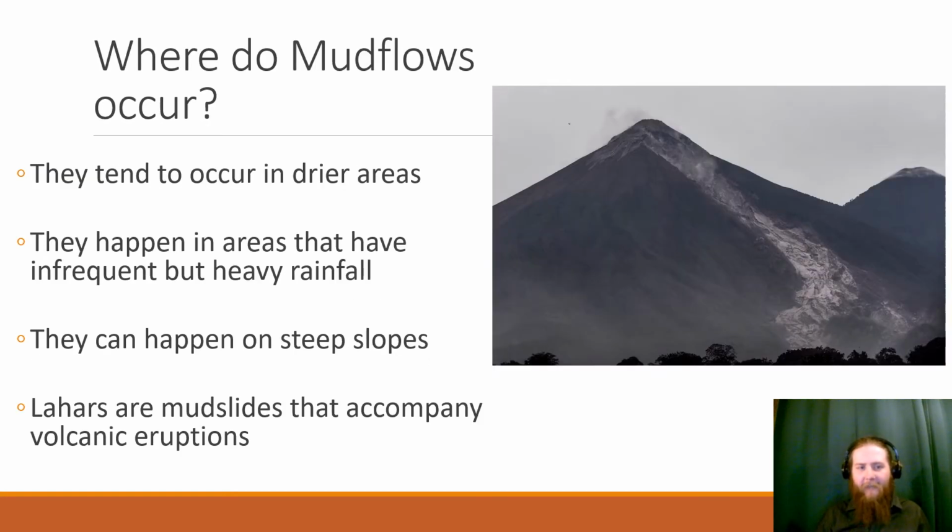So where do we get these mud flows? Well, mud flows tend to happen in drier areas. They happen in areas with very infrequent rainfall. They happen on areas with very steep slopes. Lahars are mudslides that happen as a volcano is creating this and helping out with this liquid and hot, goopy mess that will flow down. It can happen as this magma or lava is melting a whole bunch of snow that then carries that dust and stuff down with it.